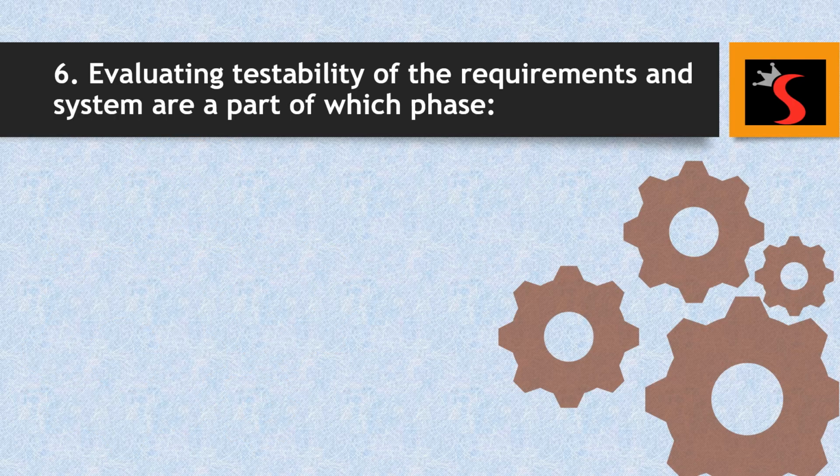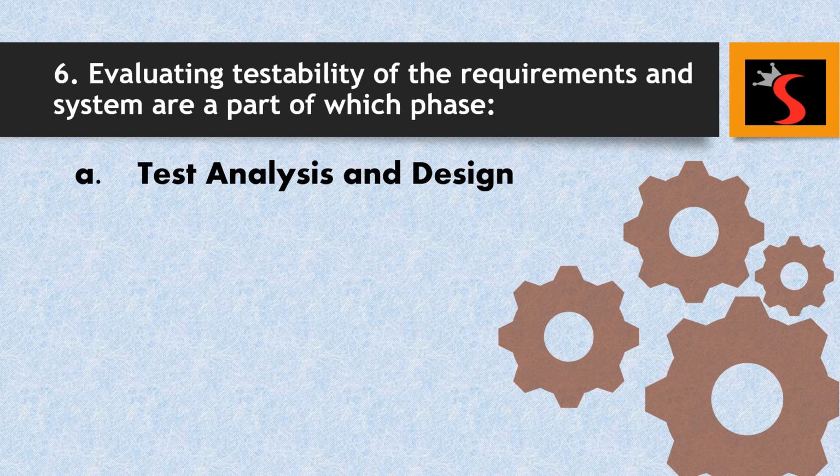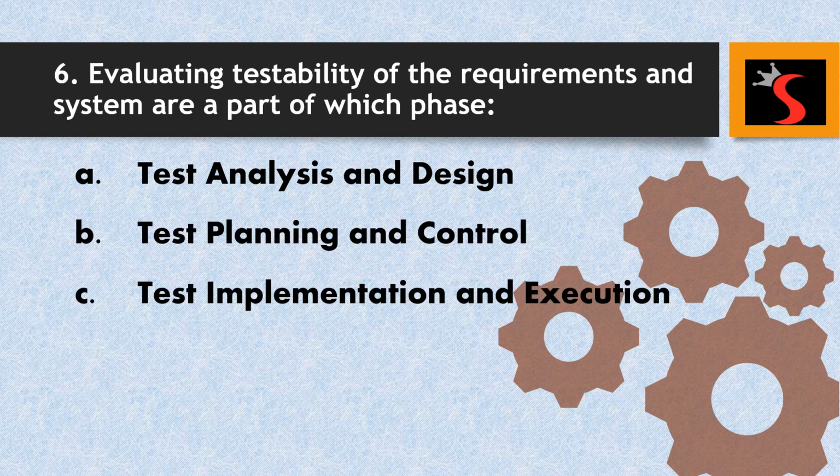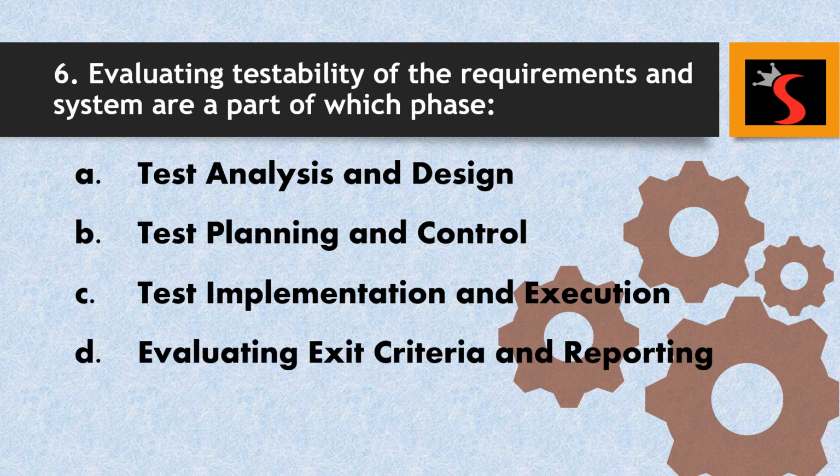Sixth question is, evaluating testability of the requirements and system are a part of which phase? A. Test analysis and design. B. Test planning and control. C. Test implementation and execution. Or D. Evaluating exit criteria and reporting.